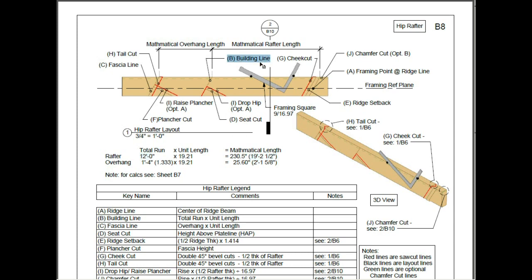From building line to fascia line will be the mathematical overhang length, which will be 2 feet 1 and 5/8 of an inch.